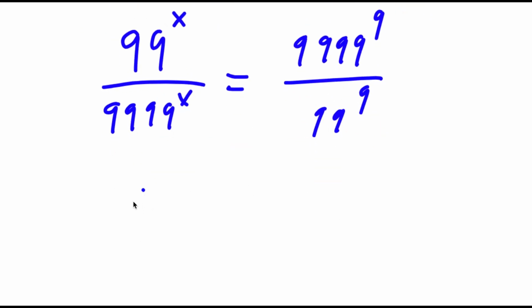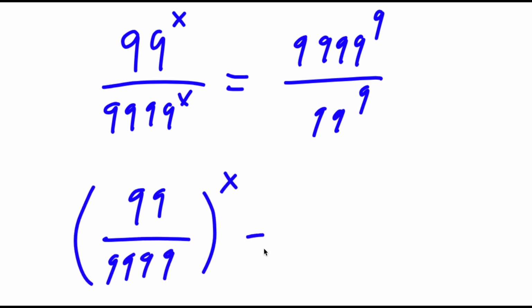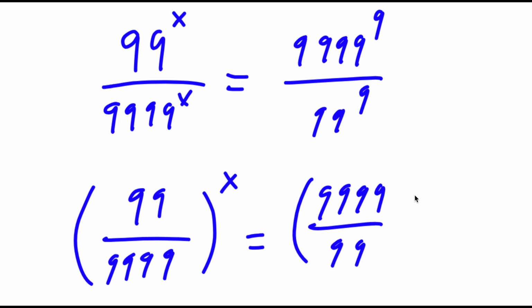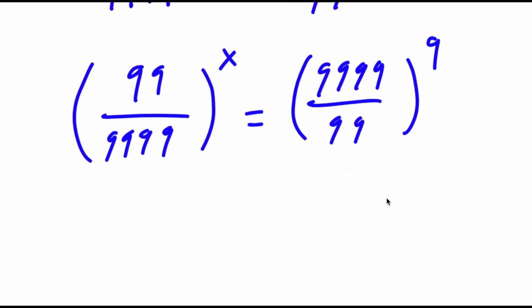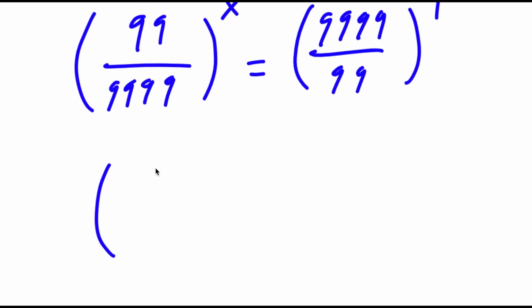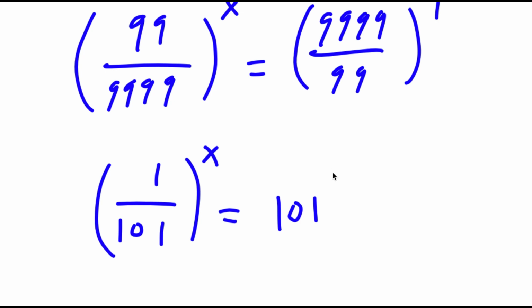Now this is the same thing as 99 over 9,999 to the power of x, which is equal to 9,999 over 99 to the power of 9. And now this simplifies to 1 over 101 to the power of x is equal to 101 to the power of 9.